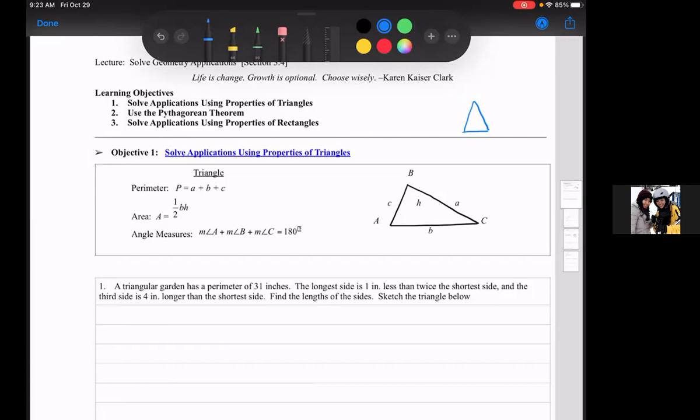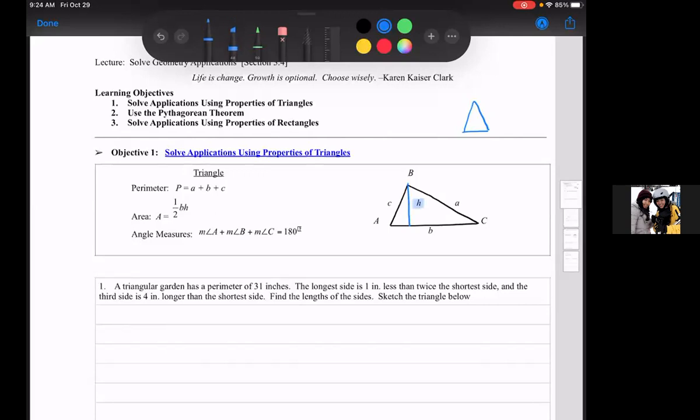And the perimeter is the sum of all sides. So it's just a plus b plus c. By the way, the sides are going to be notated in lowercase: little a, little b, little c. H will be your height.